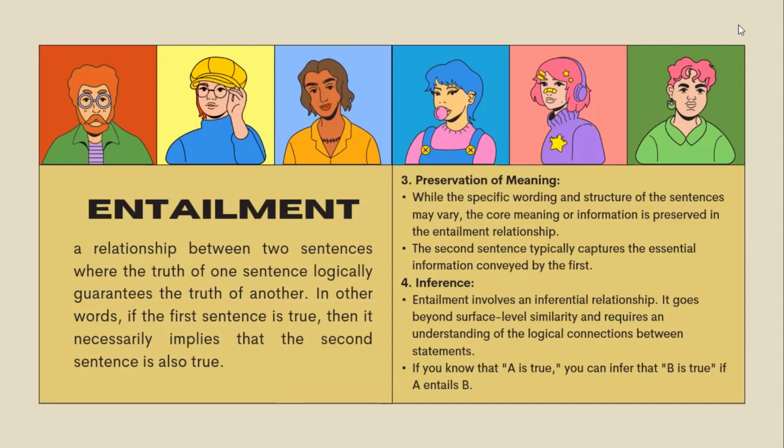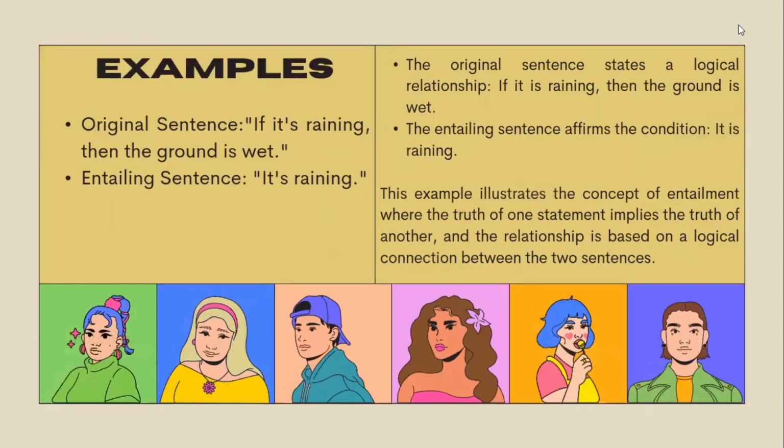It goes beyond surface level similarity and requires an understanding of the logical connections between the statements. If you know that A is true, you can infer that B is also true if A entails B. For example, the original sentence is, if it is raining, then the ground is wet. Then the entailing sentence is it's raining. The original sentence states a logical relationship: if it is raining, then the ground is wet. The entailing sentence affirms a condition, like it is raining.